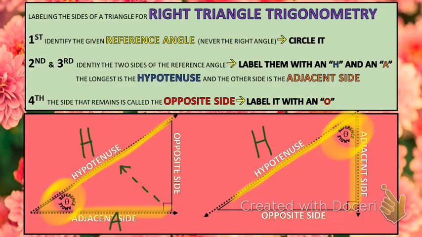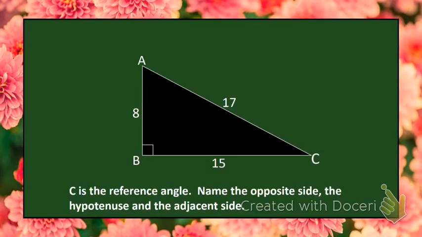So this is the adjacent side in the triangle on the right. This is the adjacent side. And then the remaining side, after we've labeled the hypotenuse and the adjacent side, the remaining side of the triangle is called the opposite side. And we will label that with an O. So these are the kind of problems that they're going to ask you to do on the homework assignment tonight.